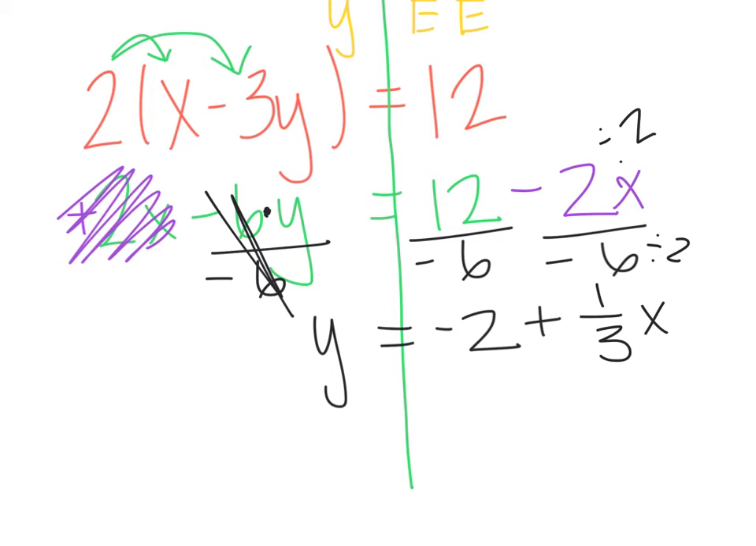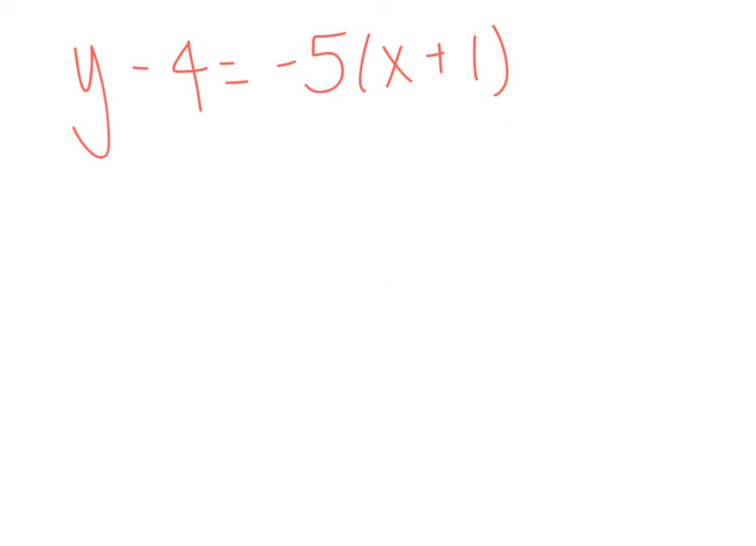And that's where the 1 and the 3 come from. I have my next problem, y minus 4 equals negative 5 times x plus 1. So I'm going to draw my line through the equal sign. If I look at the left side here, I have a y and a minus 4. I can't do anything to those. They're not like terms. On the right side, notice I have parentheses, so I need to distribute.